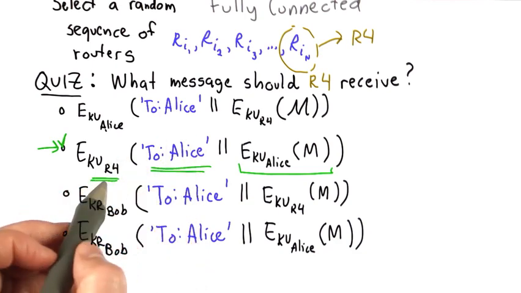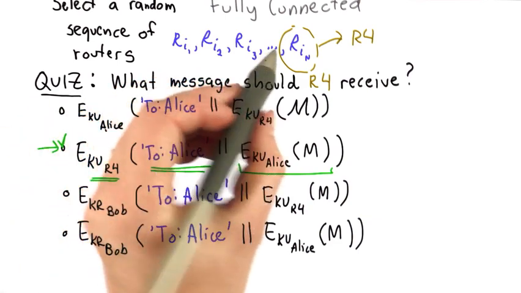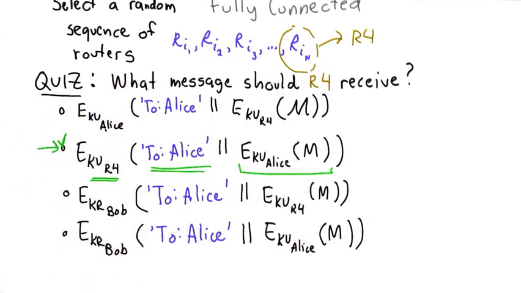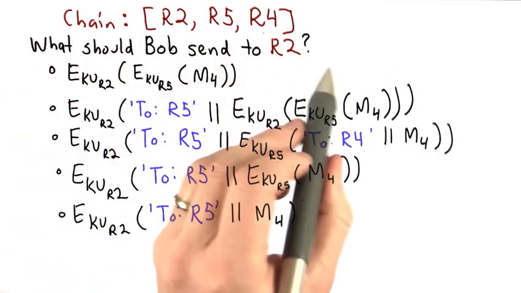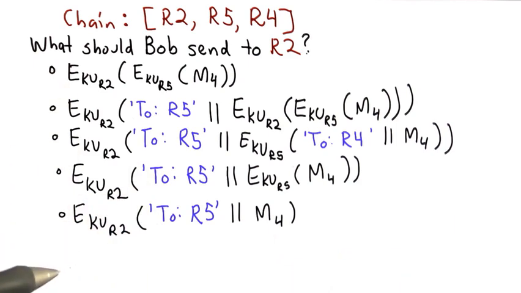So it probably is the case that R4 actually learns that Alice is the endpoint, but because the message was received from the previous one in this chain, it doesn't learn that it was Bob talking with Alice. So the question is, what message should Bob send to R2, the first link in the chain? Here are the possible answers. Check the one that would be best.